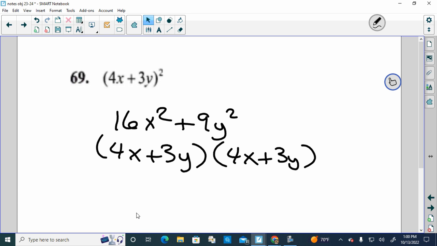So we write it twice. We're going to have one that, I don't know if it's next section or the section after that, where we're cubing it, so we'll have 3 of them.